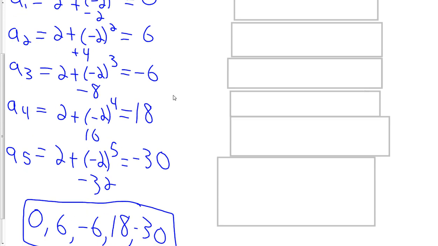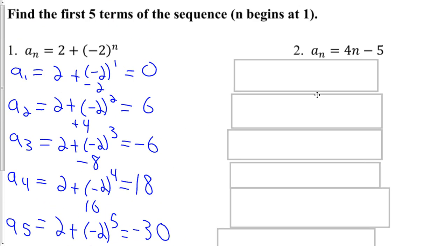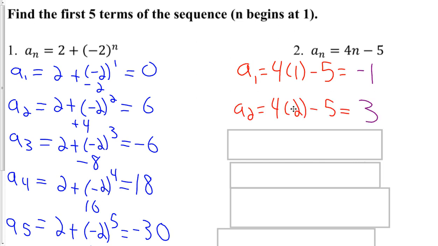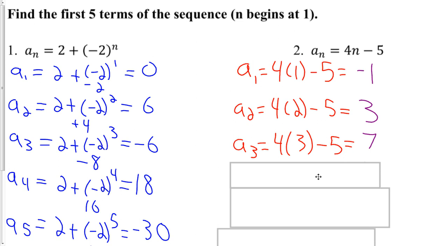Okay, doing it one more time with this one, 4n minus 5. So 4 times 1 minus 5 is minus 1. 4 minus 5 is minus 1. Then we're going to do 8 minus 5, which is 3 for the second term. 12 minus 5 is 7. And you'll notice this one's a little bit nicer.